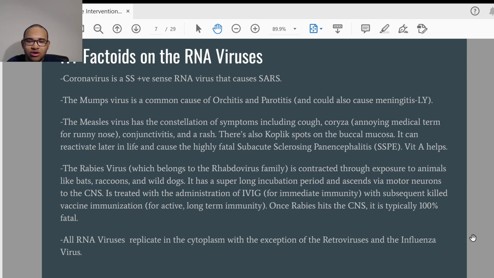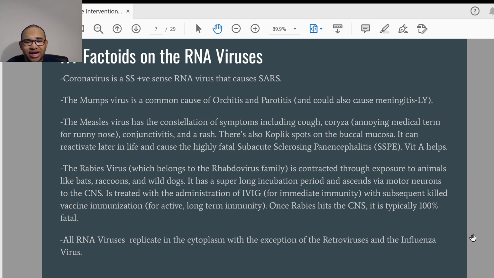And then measles. Measles has the 3 C's: the cough, coryza, and conjunctivitis. Coryza is just a $5 medical term for runny nose. And remember that you can also get Koplik spots. I would encourage you to look up pictures of this. Koplik spots on the buccal mucosa.